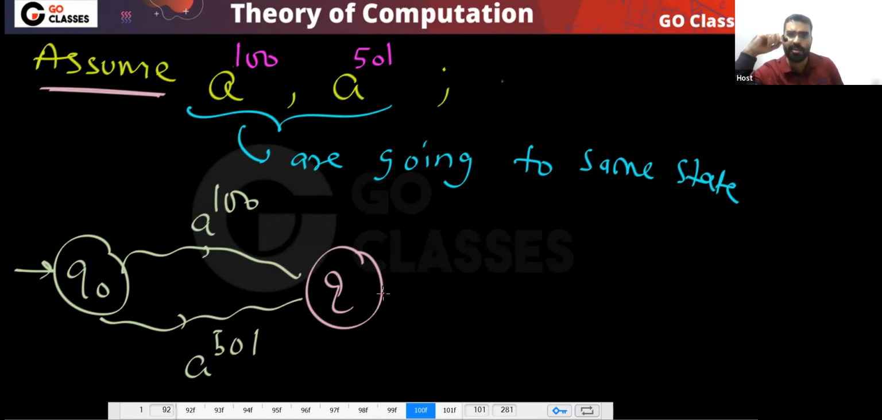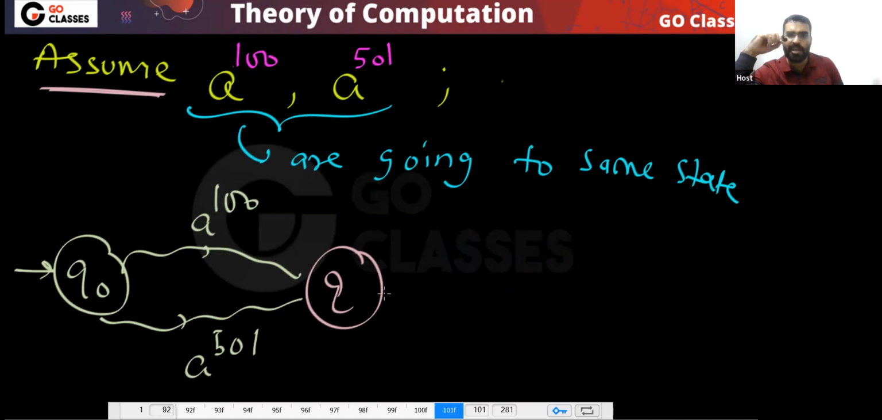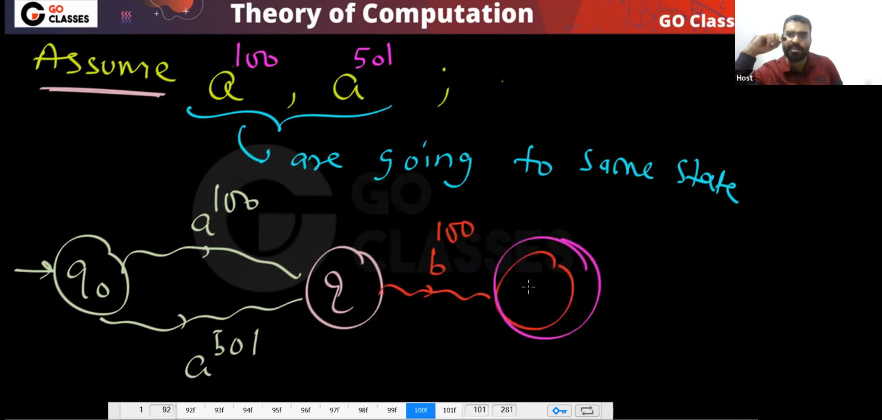Only exactly 1 state. So now the problem is this: where will this go on b power 100? This is the question. If you say final state, there is a problem. And if you say non-final state, there is a problem.